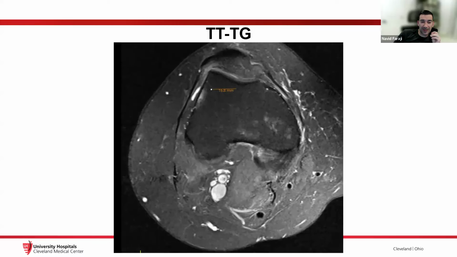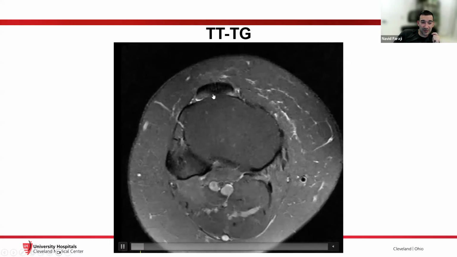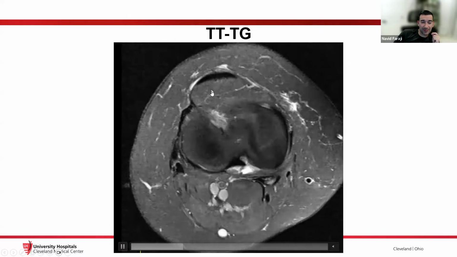Basically, what I do is I go down to the tibia, tibial tubercle, I keep my mouse there, and then I scroll up. So I keep my mouse here, I scroll up, I scroll up, I scroll up.